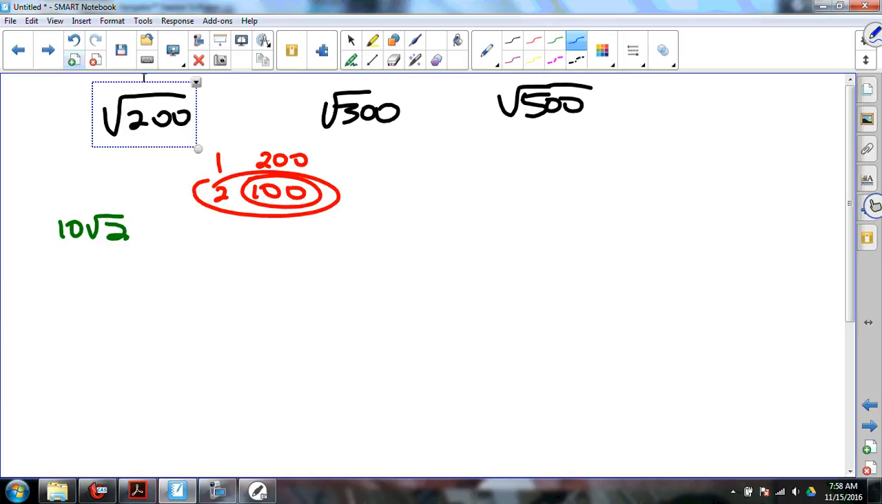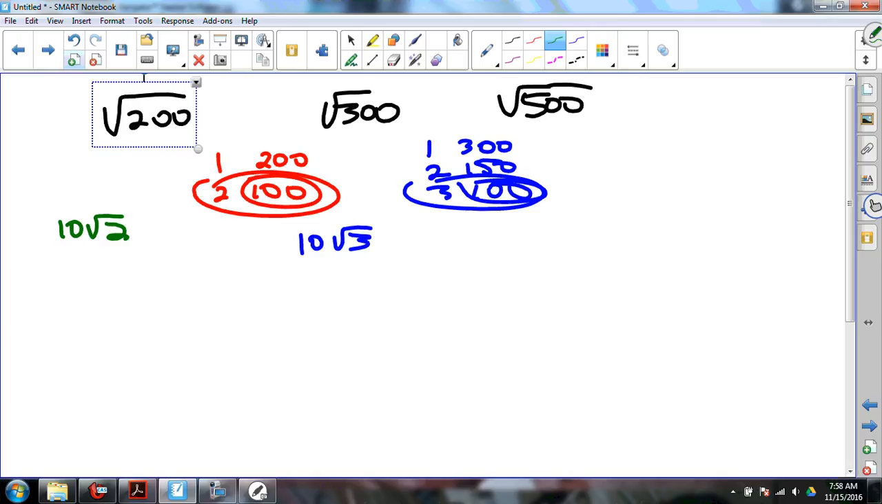What about square root 300? Wouldn't the square root of 300 be 1 and 300, 2 and 150, 3 and 100? So the square root of 300 would be 10 square root 3. Can we figure it out? What's the square root of 500? 10 square root 5. Last one, I promise.